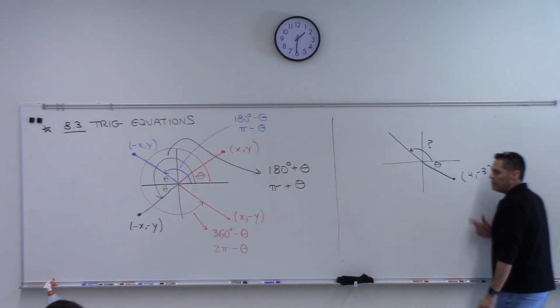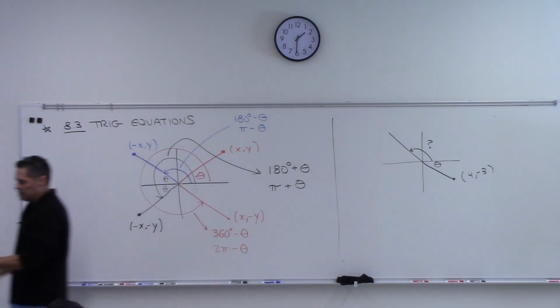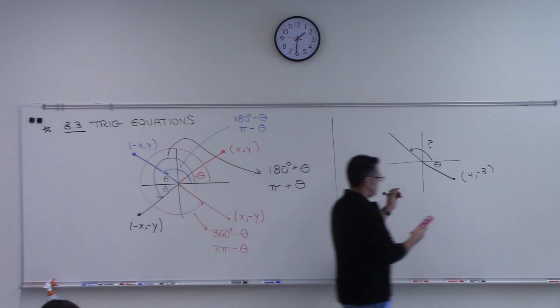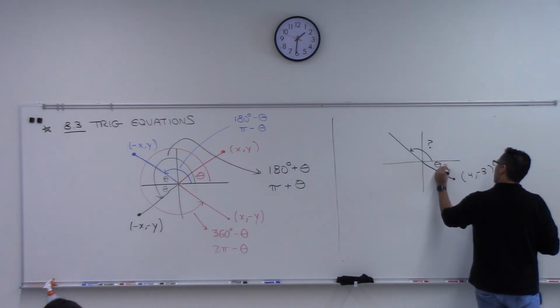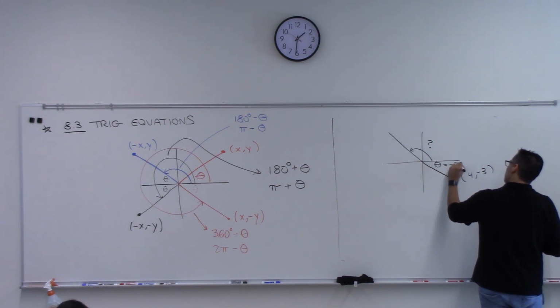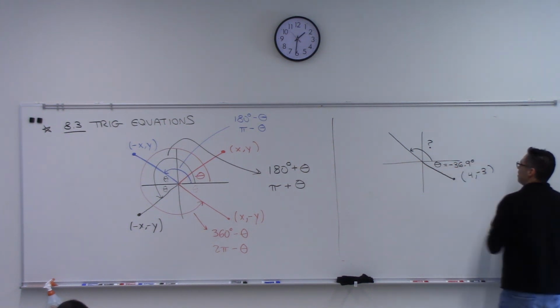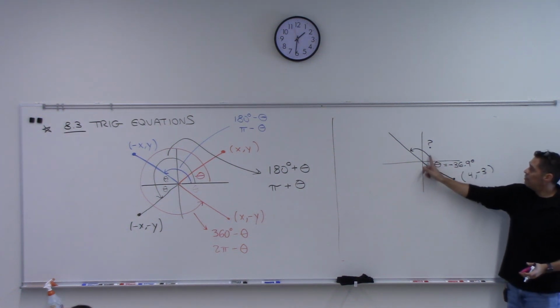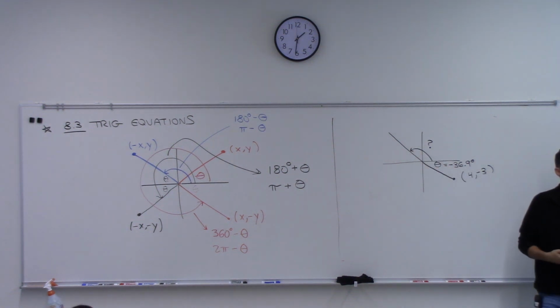I can actually do this on my calculator. I can tell you what that angle is. I'm doing inverse tangent of negative 3 over 4. That angle is negative 36.9 degrees. That's the angle right there, from here to here. So can you give me this angle that goes from here to here? What would you do?